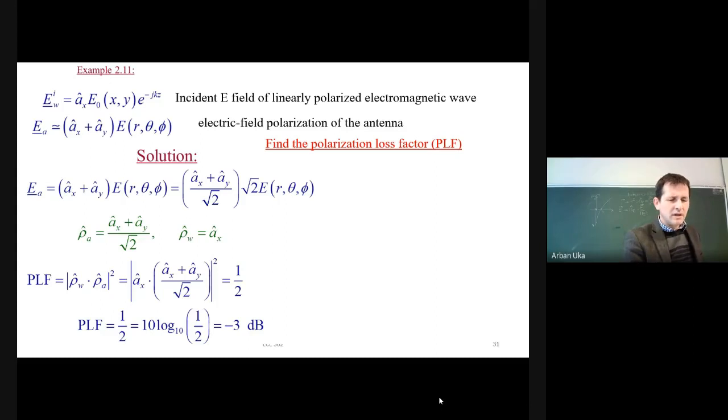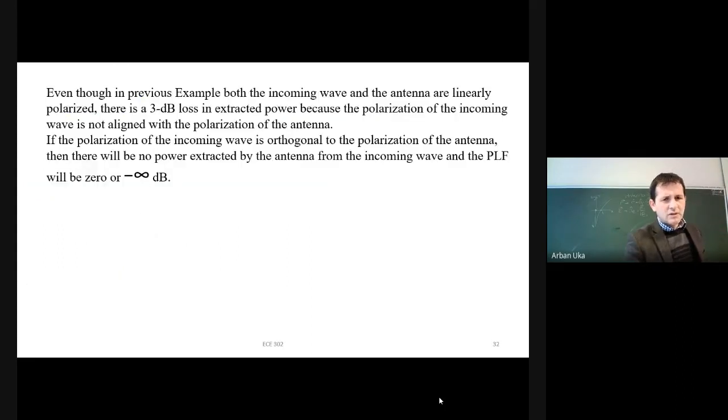So we can correctly check that the rho A, actually it's the Greek letter rho, and we also have the polarization of the wave, rho W, which is AX. And now we calculate the dot product between these two vectors, and we take the square, and what we obtain is a polarization loss factor equal to 0.5. It's a half. And then we can also calculate the decibel unit. So we have a 3 decibel loss in the extracted power because the polarization of the incoming wave is not aligned with the polarization of the antenna.